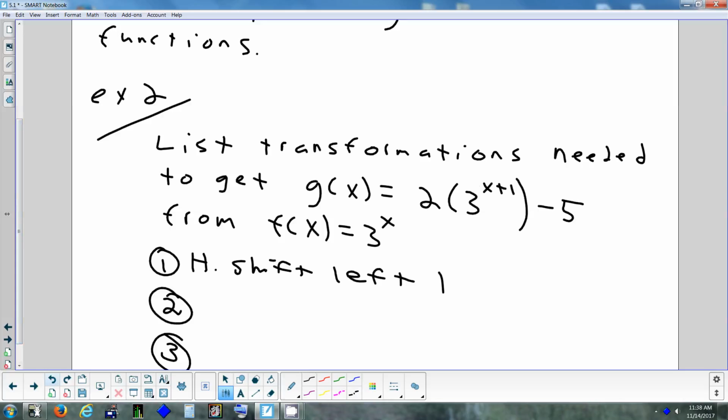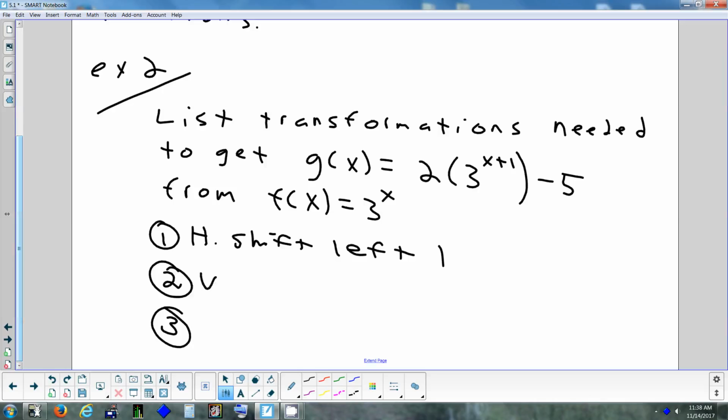The next thing we're going to look at is the 2. What's the 2 going to do? We know it's vertical, I said that, but is it a stretch or a shift? Stretch. It's a stretch. Okay. Shifts are always added or subtracted. Stretch is always multiplied. So vertical stretch, a factor of 2.